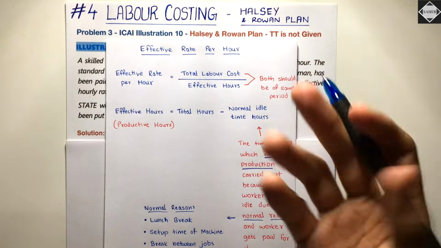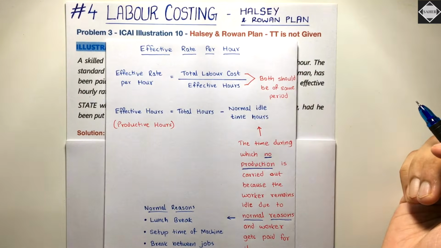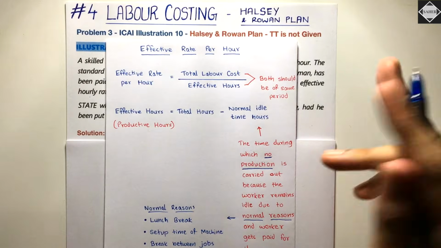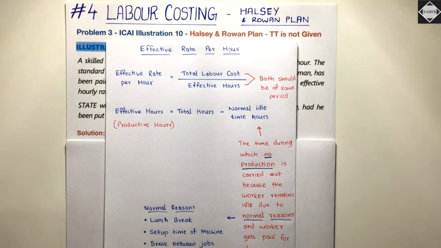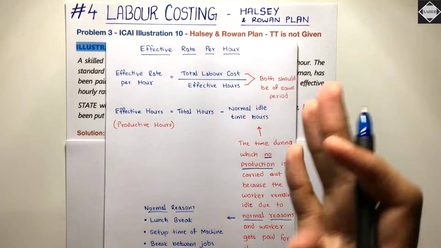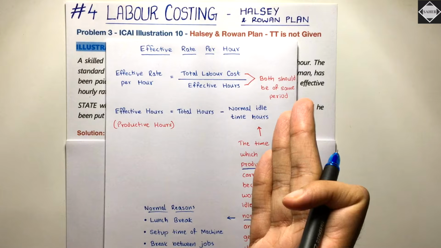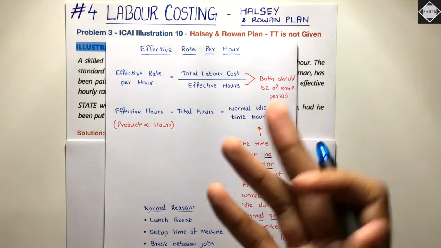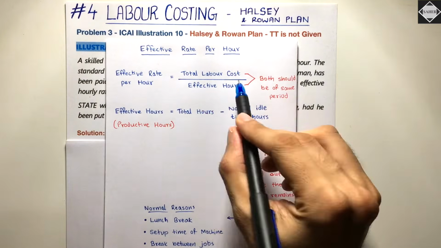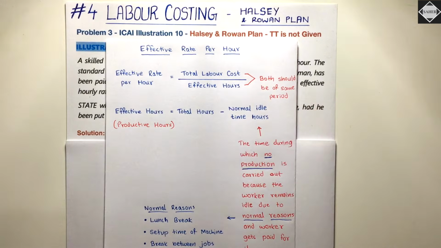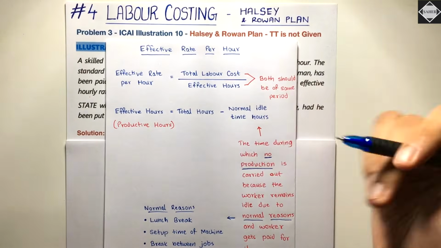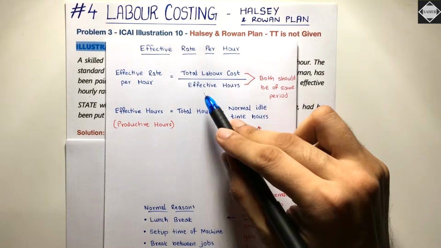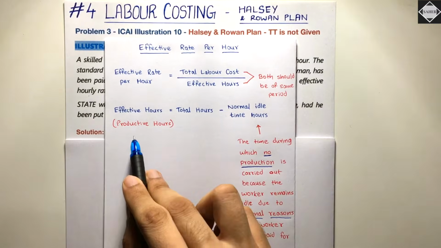For example, let's talk about the time rate system. Let's say an employee works for 8 hours daily, and the time rate is 70 rupees. So 8 hours into 70: 8 into 7 is 56, so 560 rupees will be the total labor cost of that employee for a day. Then it is divided by the effective hours. What are effective hours? It's really simple. Effective hours are just productive hours.